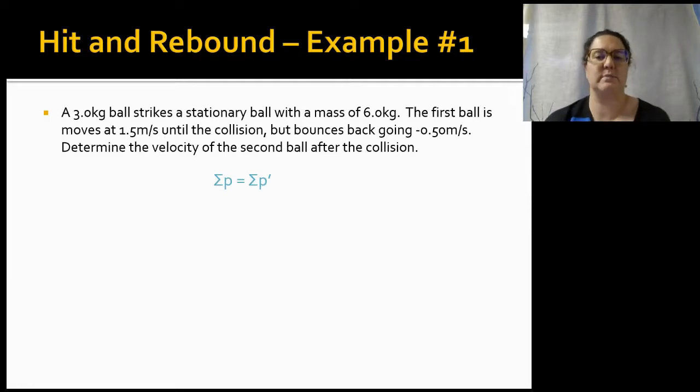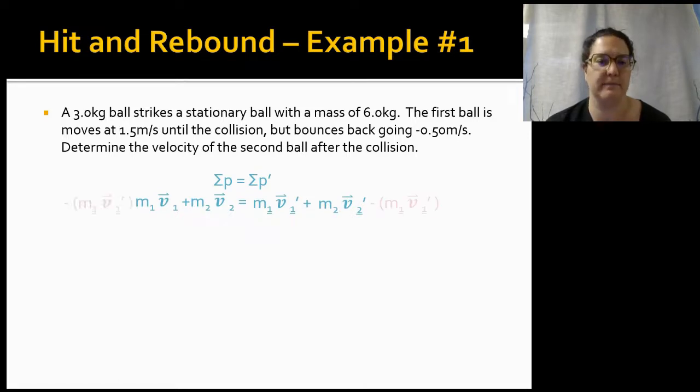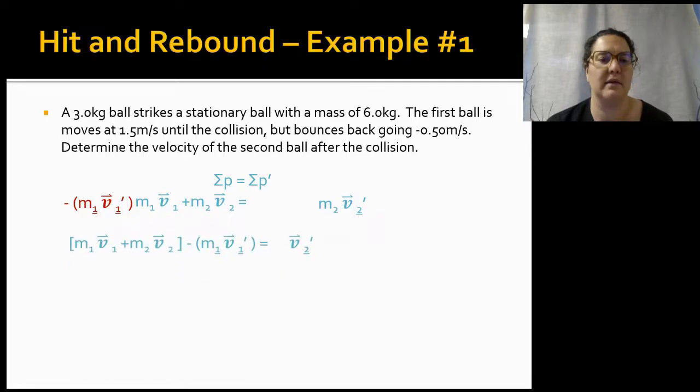So because the sum of the momentum before equals the sum of the momentum after the collision, we can use our collision equation. And we're going to be looking at finding velocity 2 prime, so the velocity of object 2 after the collision. So to rearrange this equation, we're going to subtract mass 1 times velocity 1 prime from both sides, and then divide both sides by the mass of object 2 to isolate velocity 2 prime.